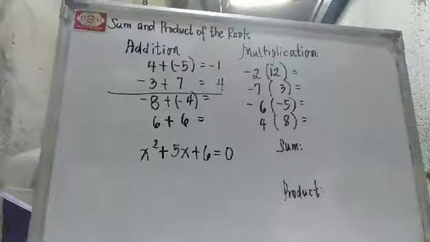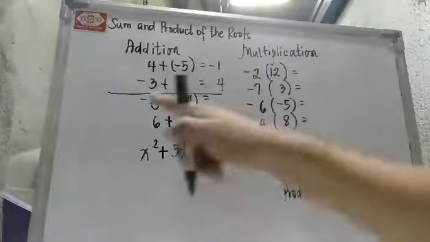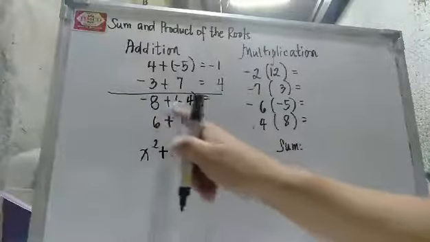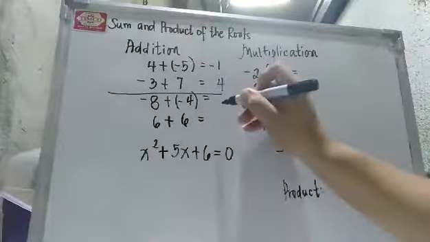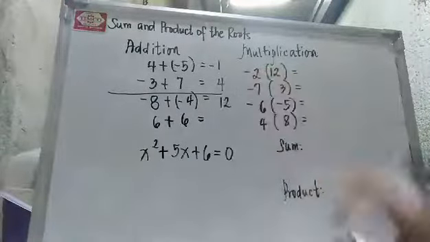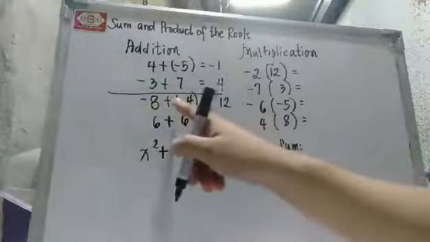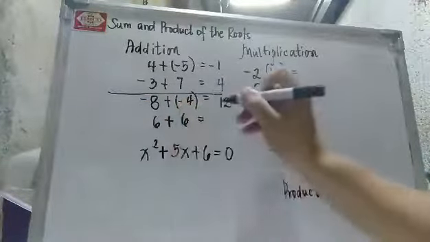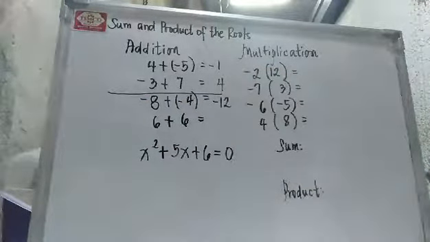Now, how about in the like sign? If we encounter sign numbers having like sign like this one, so we are just going to add the number. 8 plus 4 is 12. Then, we copy the common sign. So their signs are negative. So the answer is negative 12.